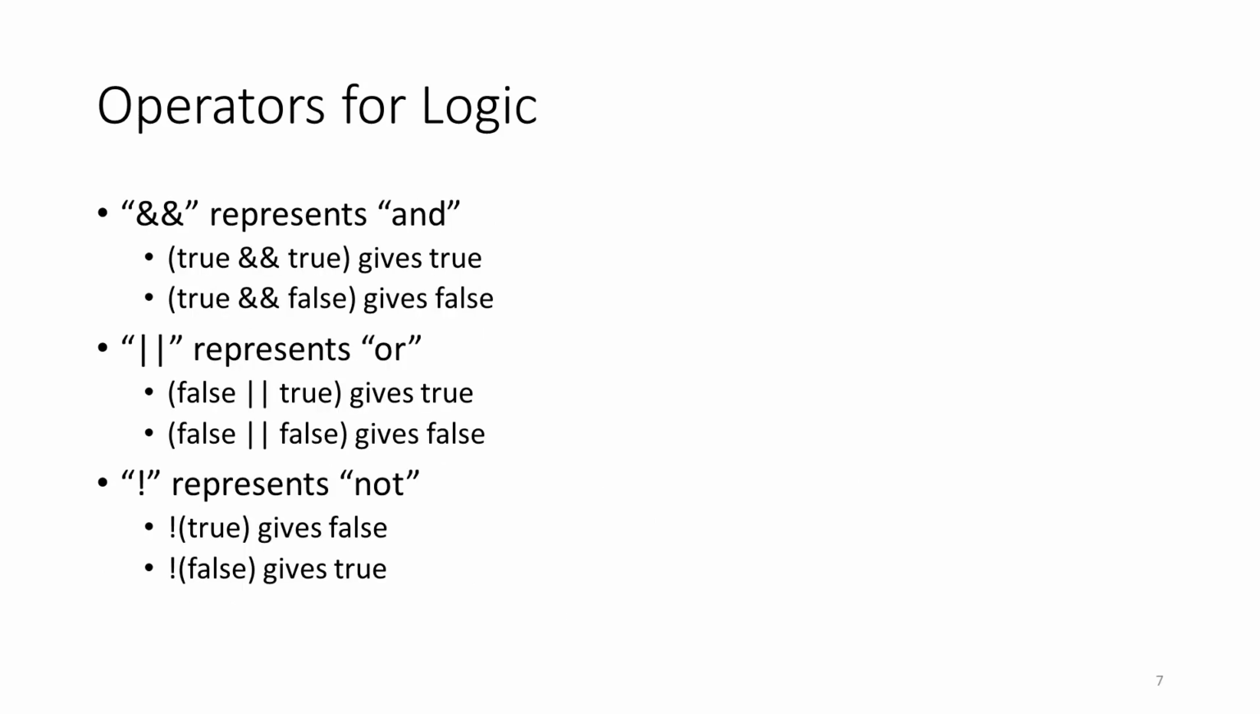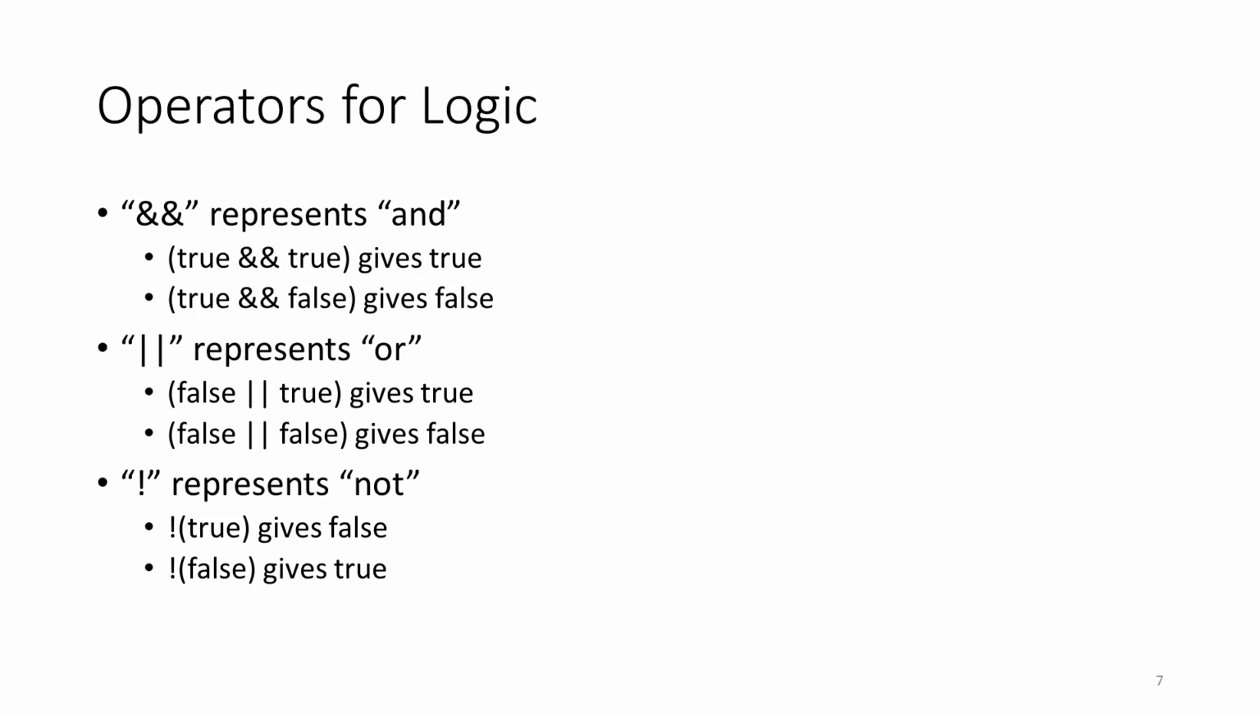The ampersand ampersand represents AND. If what is on the left side of the AND and what is on the right side of the AND are both true, then the AND gives true. Otherwise, it gives false. The vertical bar represents OR. If either the left side or the right side of the OR is true, then it gives true. If both sides are false, then it gives false.